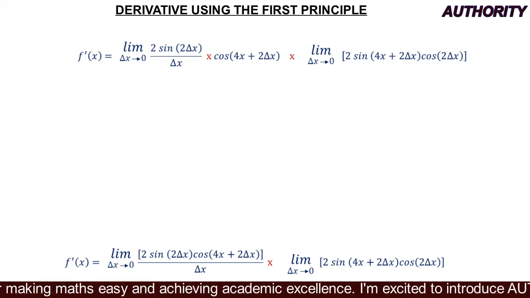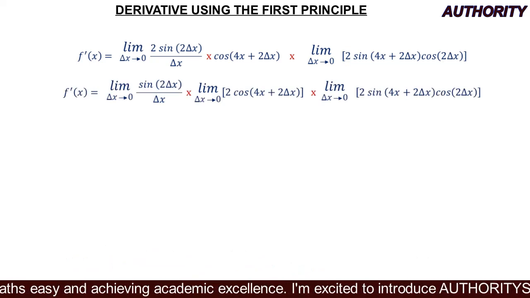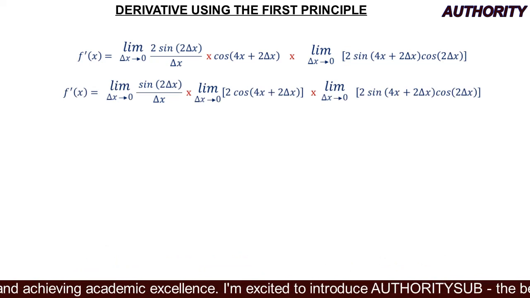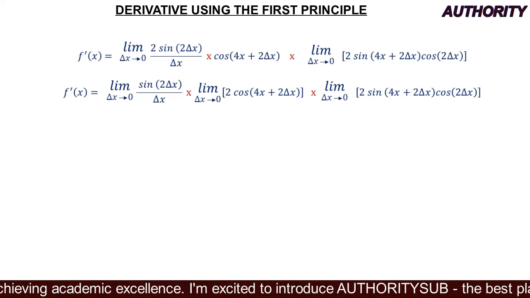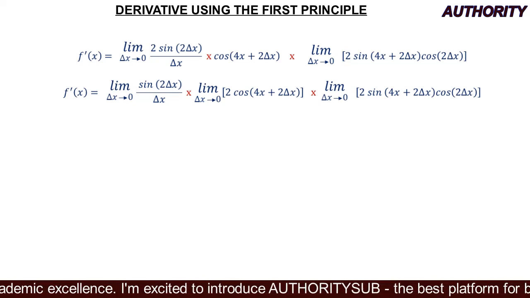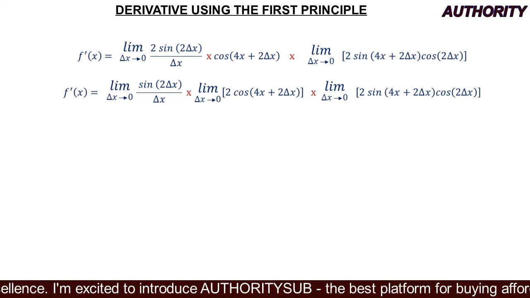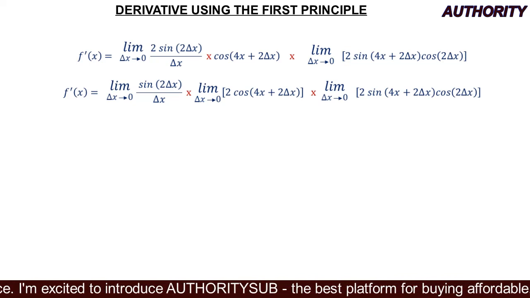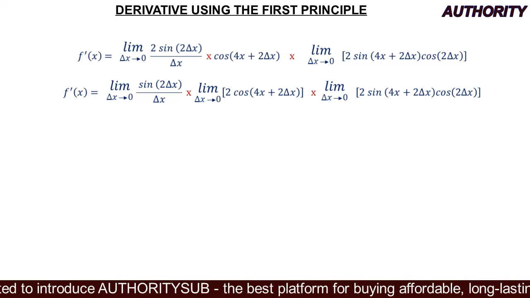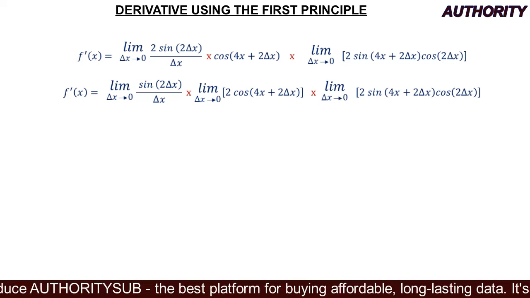So taking the individual limit, we're going to have f prime of x is equal to limit as changing x approaches 0 sine 2 changing x all over changing x multiplied by limit as changing x approaches 0 2 cos 4x plus 2 changing x. Okay, good. Multiply by limit as changing x approaches 0 2 sine 4x plus 2 changing x multiplied by cos 2 changing x. Right?